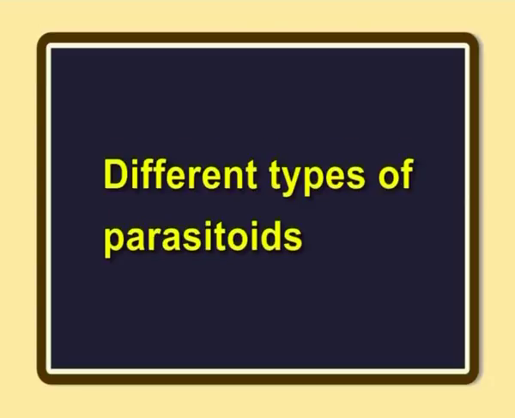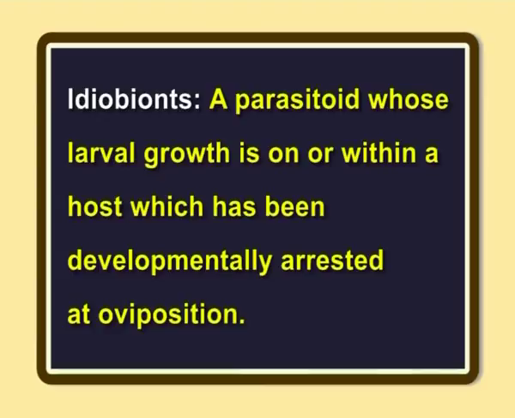Different types of parasitoids. Different groups have been defined within parasitoids depending on their lifestyle. Idiobionts: a parasitoid whose larval growth is on or within a host which has been developmentally arrested at oviposition. The host is usually relatively mature and concealed in a protected situation, such as wood-boring larvae or cocooned prepupae or pupae. Idiobionts have a wide host range.